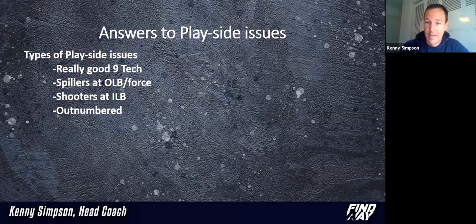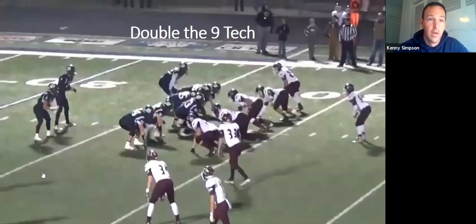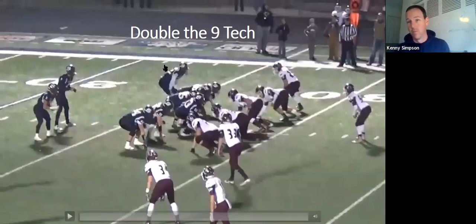Okay, so I'm going to deal with a 9 technique first, all right? And this is all film. So guys, here's where you get questions, please do hit them. One of the ways we deal with a 9 technique, I'm actually going to go out of order on this. The first thing we're going to do is double him. We've got a 9 technique in there. Our wing cannot handle him, okay? We're going to double, which means we're going to allow our tight end to use his outside arm.